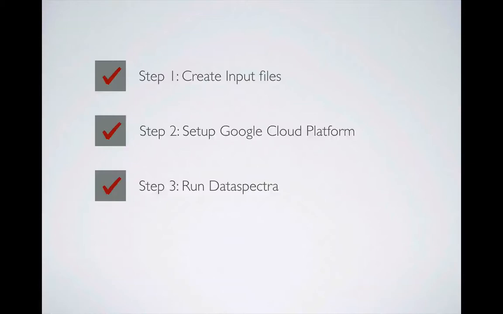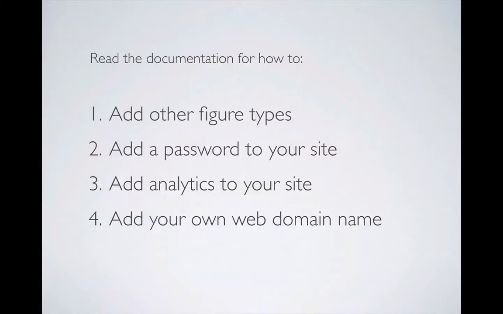And now this tutorial is complete. There are a number of things that this tutorial did not cover. For example, how to add other types of figures such as scatter plots, histograms, density plots, how to add a password to your website, how to include analytics to monitor web usage, and how to add your own web domain name. For example, if you want to avoid the appspot.com. These are covered in the documentation and in future videos.